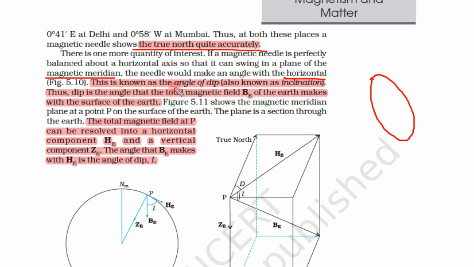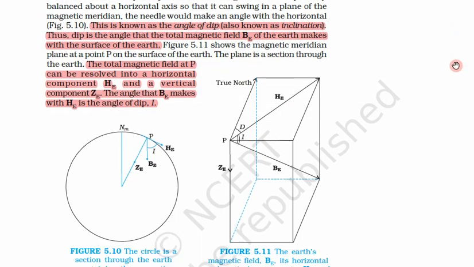This angle is known as the angle of dip, or inclination. The previous angle was declination; this angle is inclination. Thus the dip is the angle that the total magnetic field BE of the earth makes with the surface of the earth. That is called the angle of dip or angle of inclination. Every year one question comes on this topic, so definitely you will get some question.